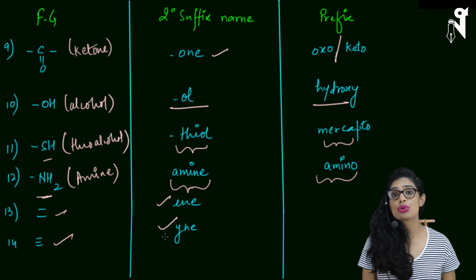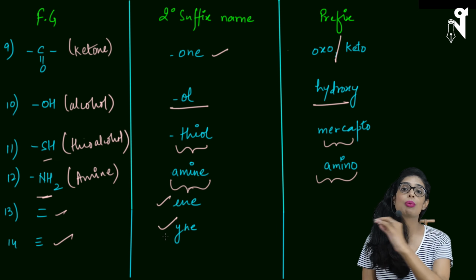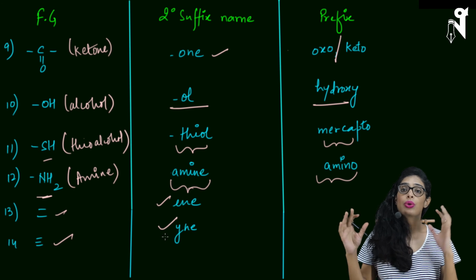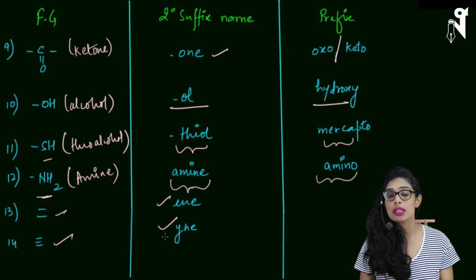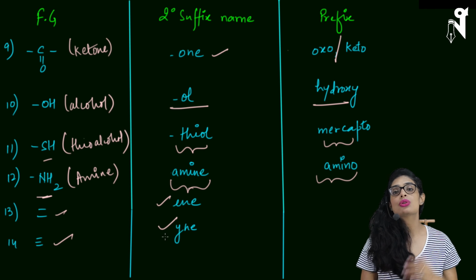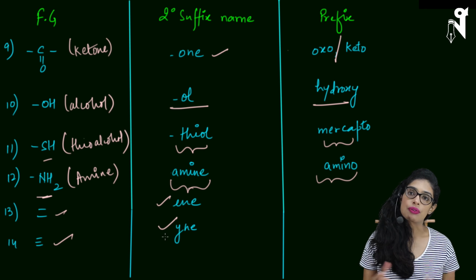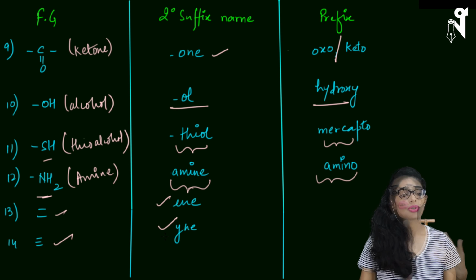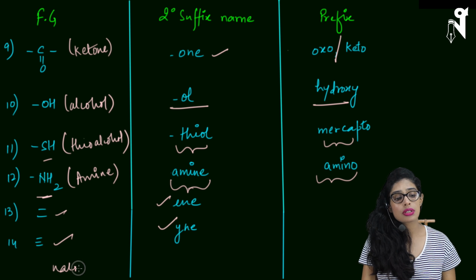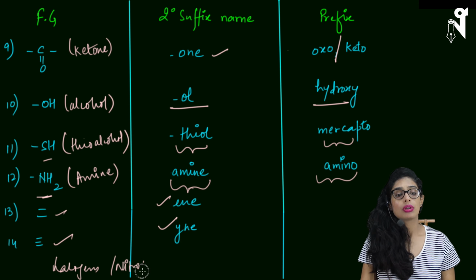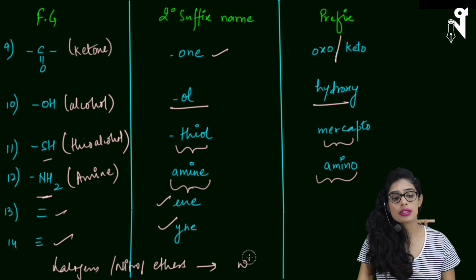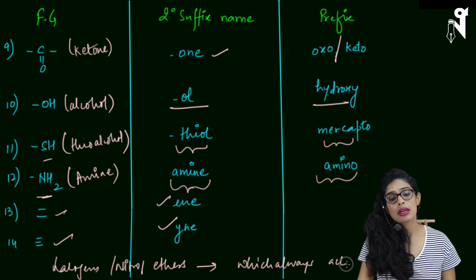If you remember, I had told you about halogens: chloro, fluoro, bromo, iodo. No matter if these are the only functional groups present in the carbon chain, still they will be treated as prefixes. So I have not included those in the list, because those are the ones which will always act as prefix. And what are those generally? So you have halogen, nitro, ethers. All these are the groups which always act as prefix.